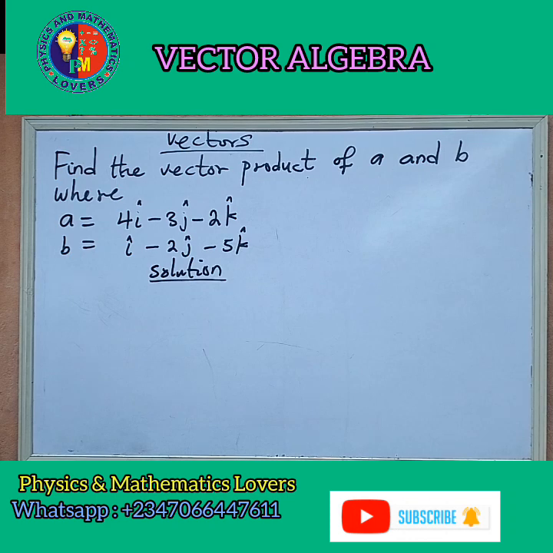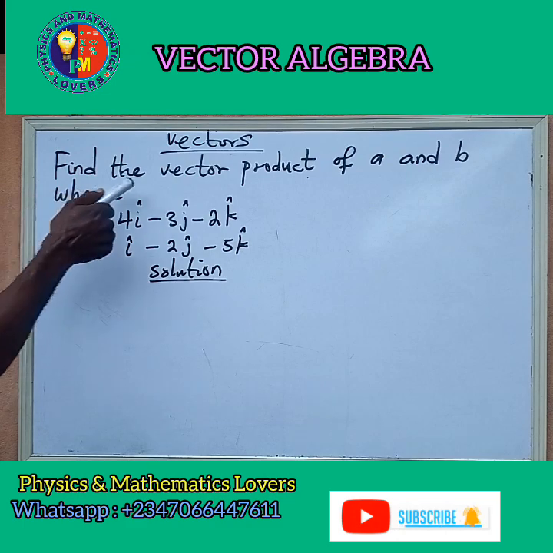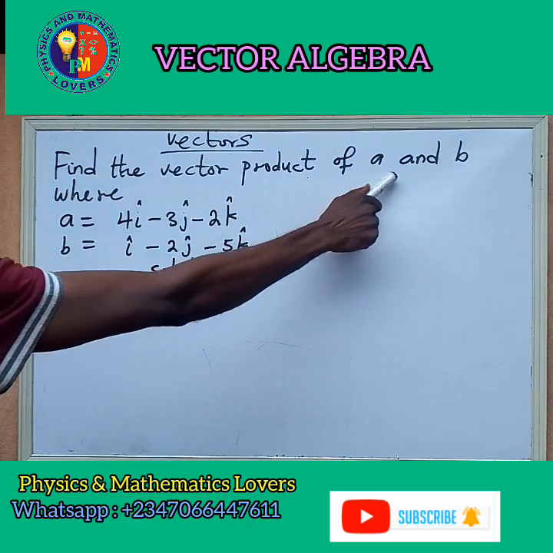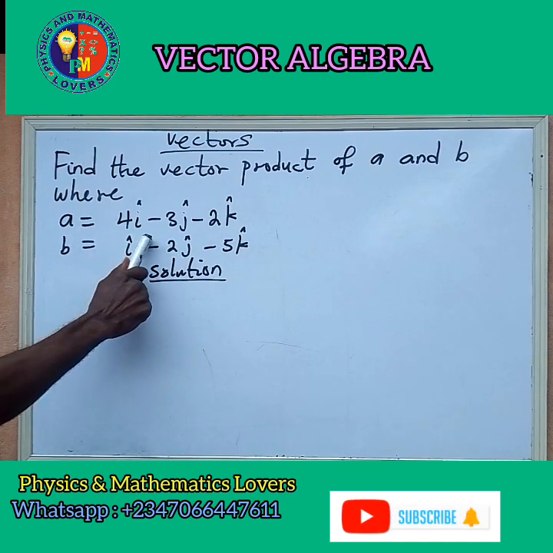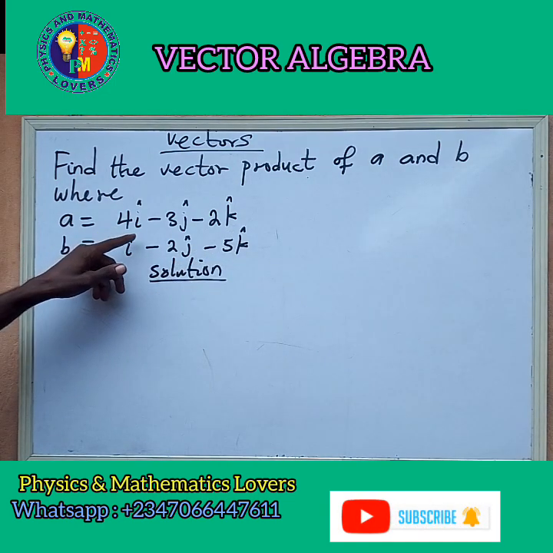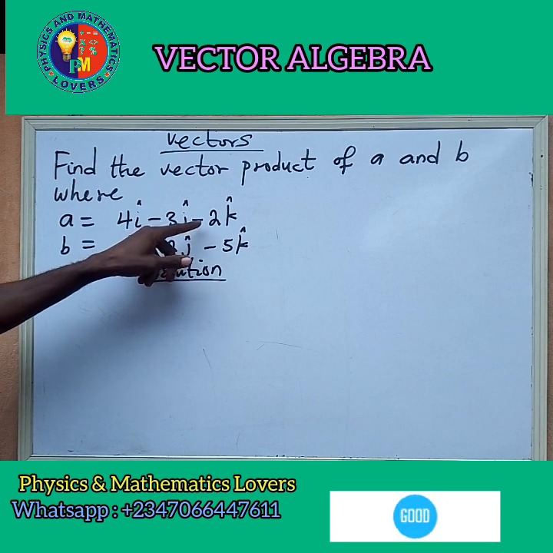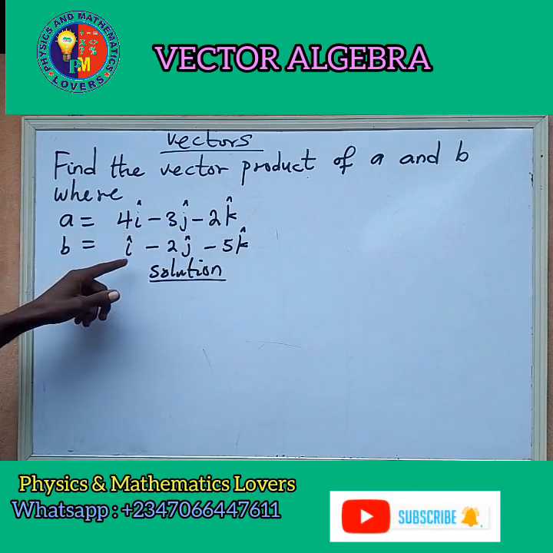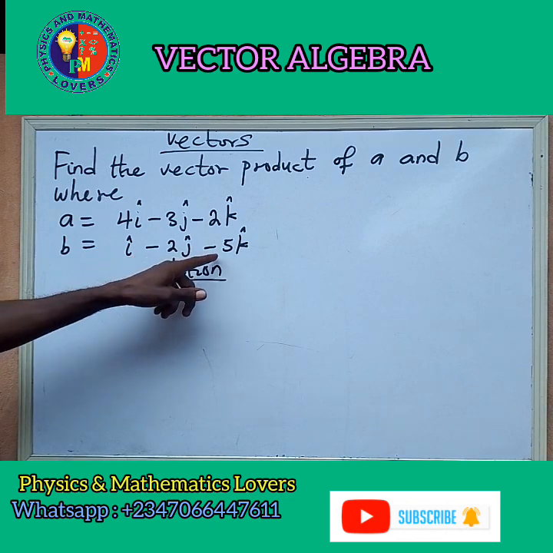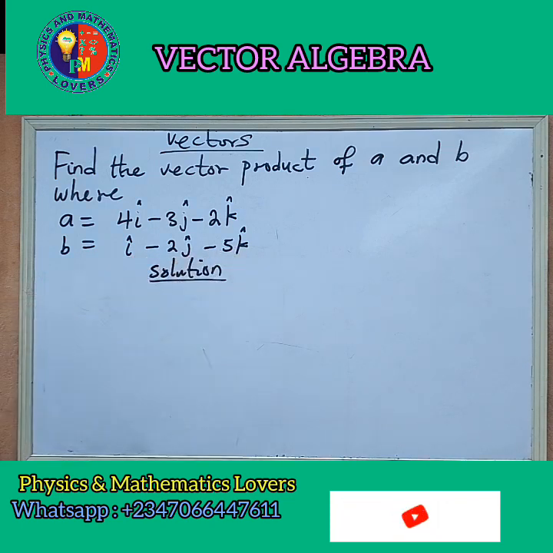Let's quickly look at this question of vector algebra. This question says find the vector product of A and B, where vector A is equal to 4i minus 3j minus 2k, then vector B is equal to i minus 2j minus 5k.